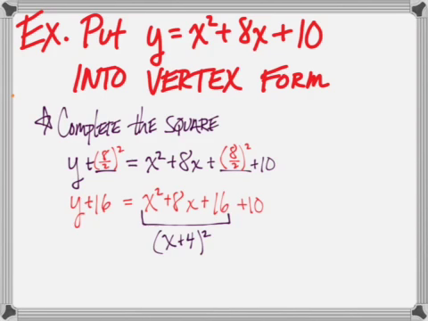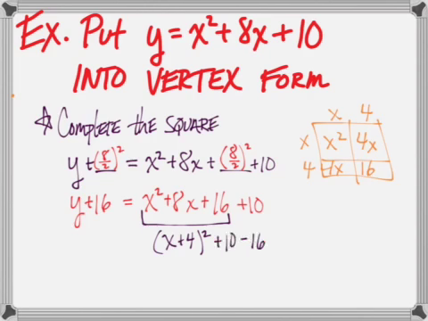If we were to look at what that square looks like, remember it has x squared, 4x, 4x, and 16, and the sides are x plus 4 and x plus 4. So that's where the x plus 4 quantity squared comes from. Alright, and then I still have the 10, and I'm going to bring the 16 to the other side. So in this case I have y equals x plus 4 squared minus 6. And that's going to be my vertex form.